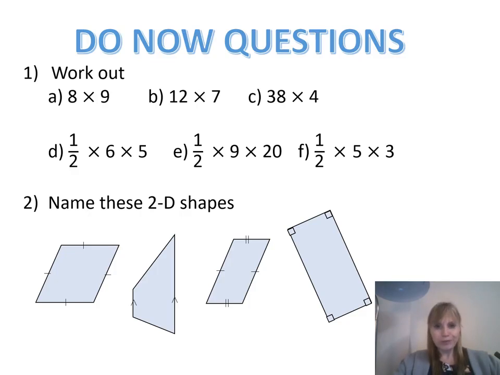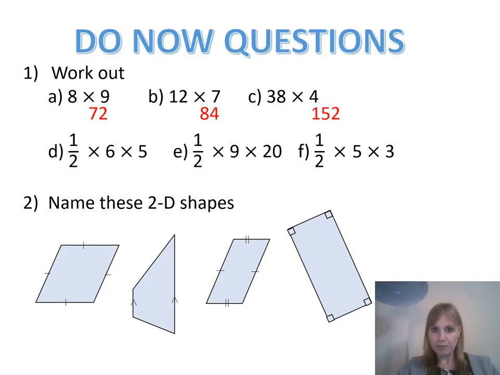You can press pause by clicking on this box, and when you're ready, you can restart for the answers. Okay, so here are the answers. 8 times 9 is 72. 12 times 7 is 84. 38 times 4 is 152.